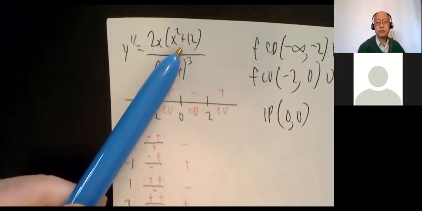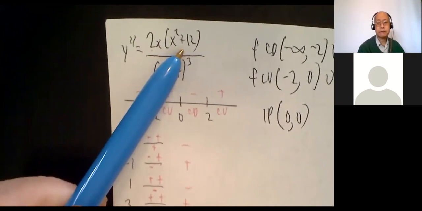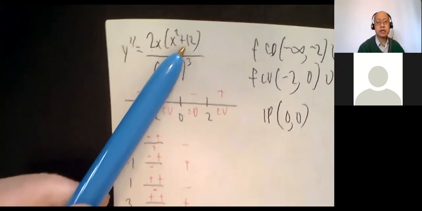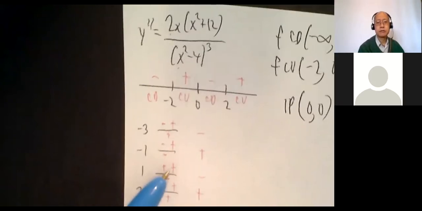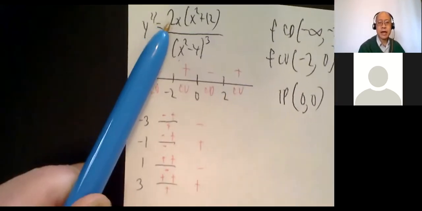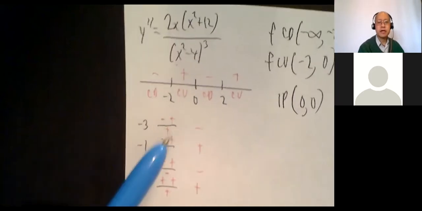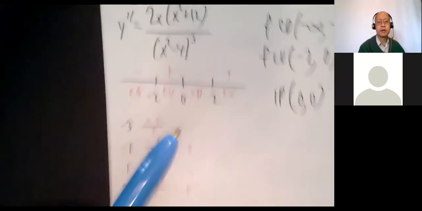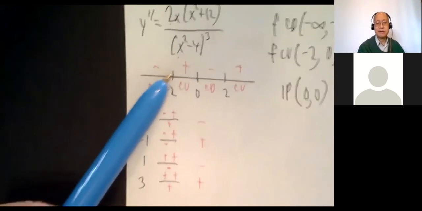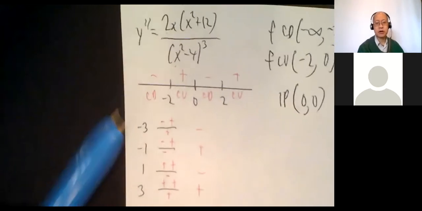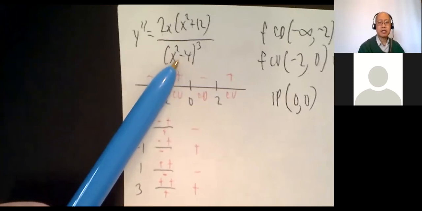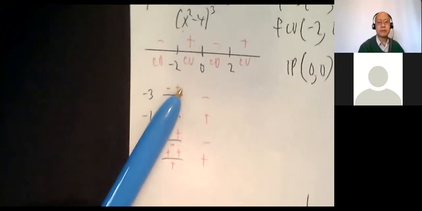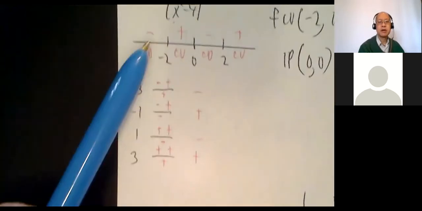What do I know about x squared plus 12? Always positive. So plus, plus, plus, plus right away. Okay, so I just have to check the numerator and the denominator. 2 times -3, negative. You don't want to find the exact value, it's too difficult. I just want the sign. -3 squared is 9. 9 minus 4 is 5. Cube it, it's positive. So negative times a positive divided by positive, negative.